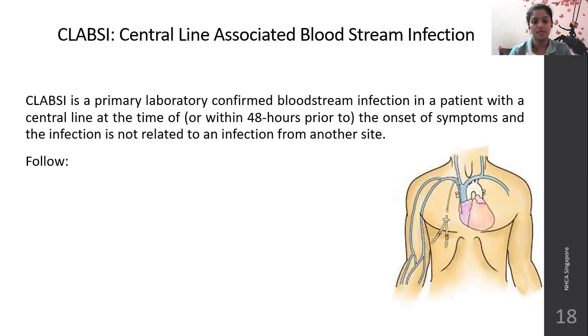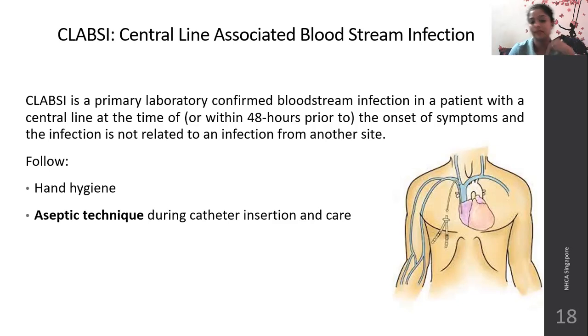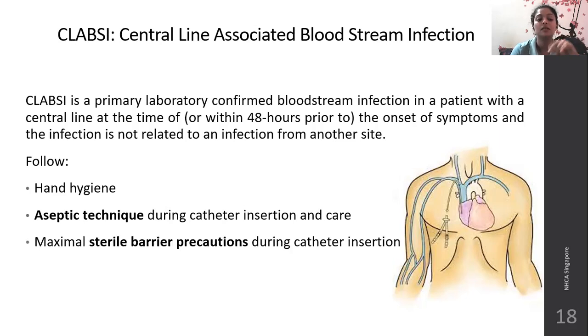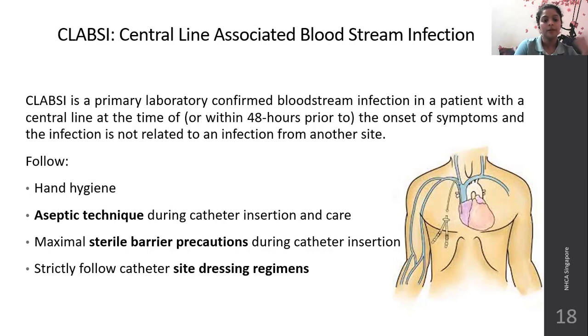So that is CLABSI. You have to follow again hand hygiene, aseptic technique while placing the catheter, and proper care of the central line catheter area should be done with aseptic solutions. Maximal sterile barrier precautions during catheter insertion: while the doctors or the nurses are providing the central line procedure, ensure that maximum sterile barrier precautions are followed. You are not making the sterile equipment used in the central line insertion procedure unsterile. Strictly follow the catheter site dressing regimens.